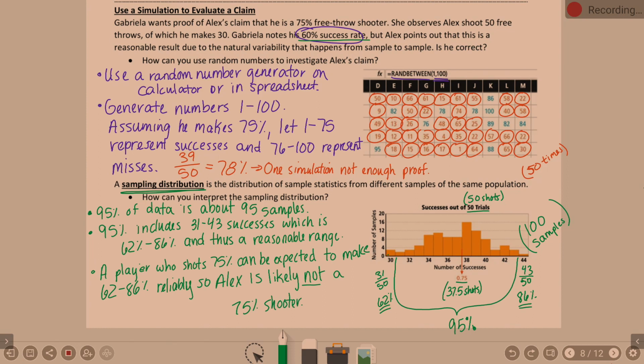It's probably close. He's close. Hang on, I'm trying to write this. There's a lot there. I'll give you a moment. Maybe a 73% shooter.